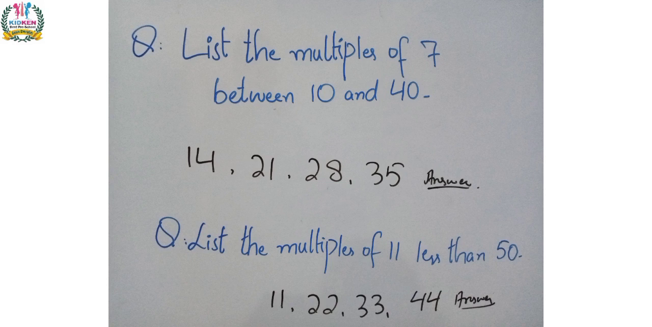So 7 6s are 42. We have a limit of less than 40, or between 10 and 40, so we can't write 42 and we stop at 35.